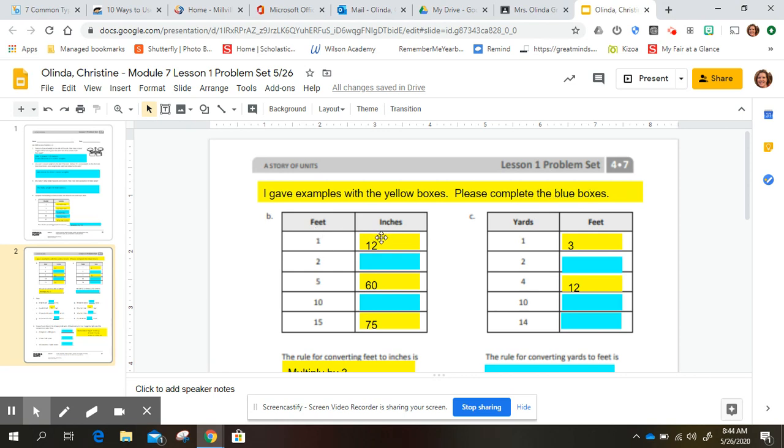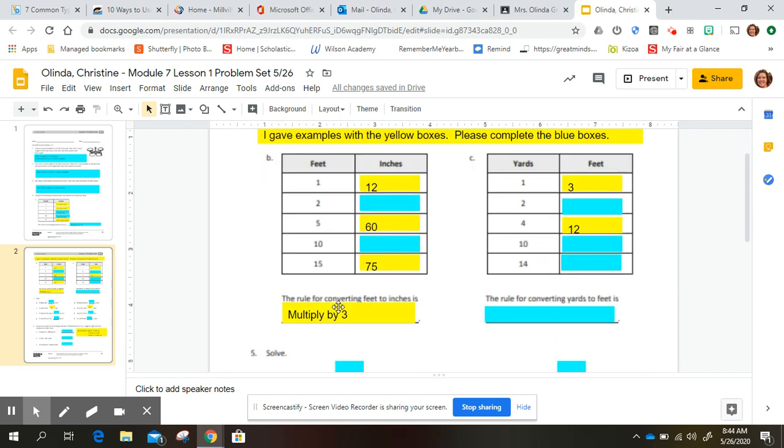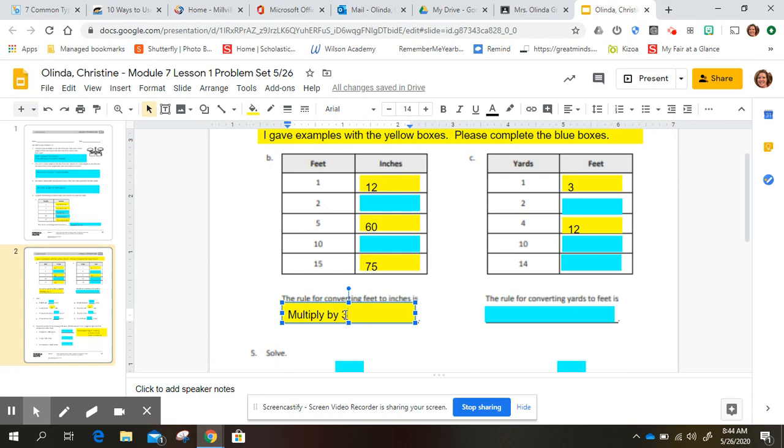All right. So feet to inches. So we know that there's 12 inches in a foot. So each time I'm going to have to multiply by 12. So 2 times 12 would be 24. 10 times 12 would be 120. And so I multiply by 12 to go from feet to inches.